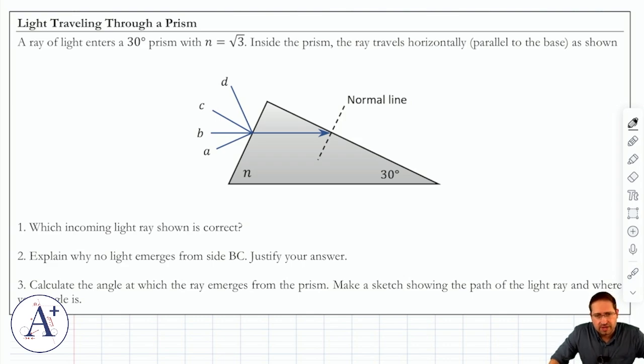So we have this ray of light that enters this prism that has a base angle of 30 degrees and an index of refraction √3. And then inside the prism, the ray is seen to travel horizontally, parallel to the base. And the first thing we want to figure out is which incoming light ray shown, A, B, C, or D, is correct. Okay. So let's start off with looking at what happens here. Before we do, let's just remind ourselves what we talked about earlier real quick, and you'll see why.